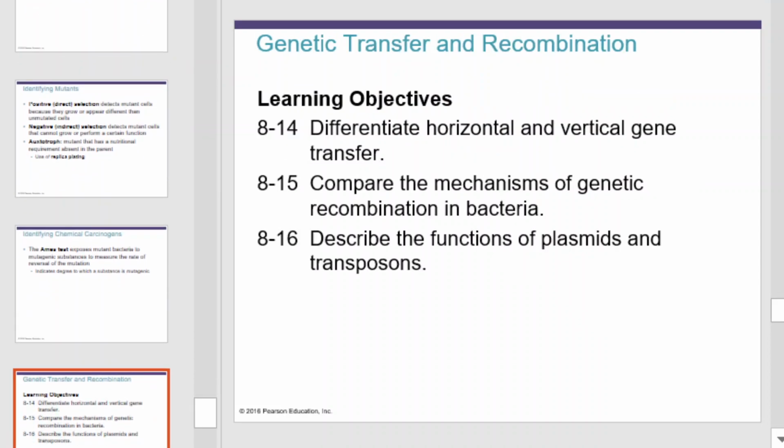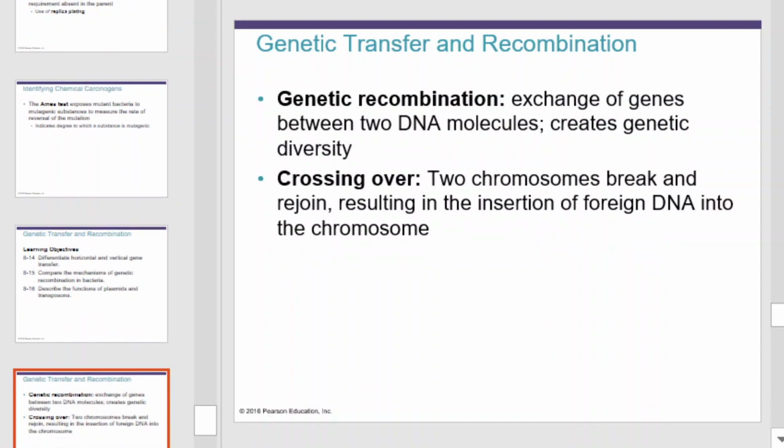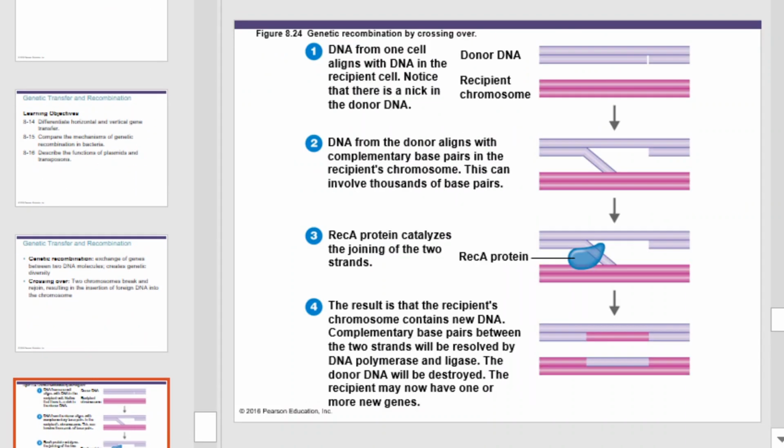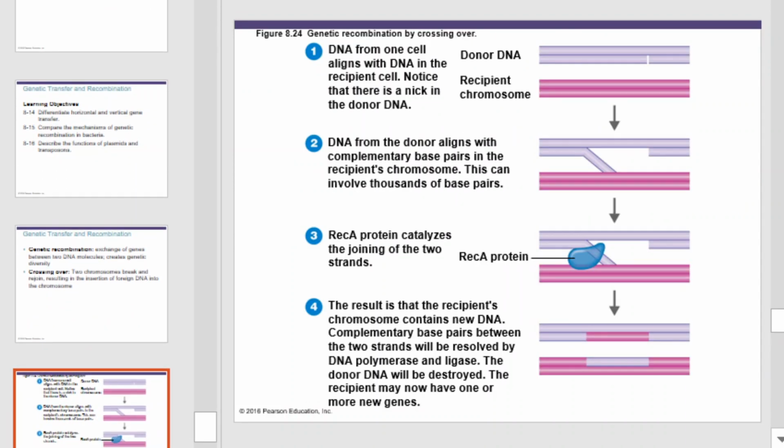Genetic transfer and recombination. Genetic recombination is the exchange of genes between two DNA molecules, which creates genetic diversity. Crossing over is a natural form of genetic recombination where two chromosomes break and rejoin, resulting in the insertion of foreign DNA into the chromosome. This is an illustration of genetic recombination by crossing over.